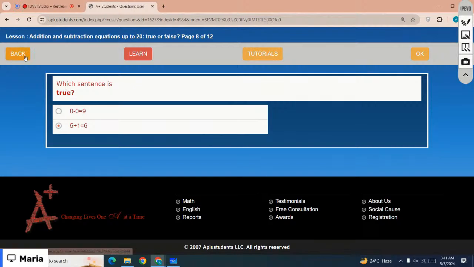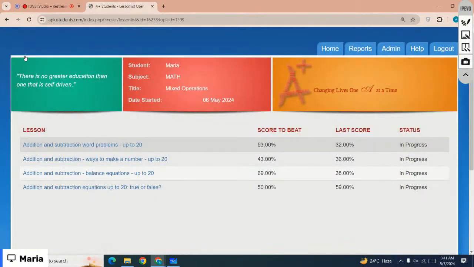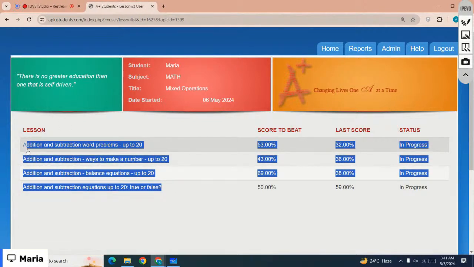Okay, you can complete the lesson by yourself later today. So we were working on grade 2 math. The chapter we were working on is mixed operations. The lessons we have covered today are addition and subtraction word problems up to 20, addition and subtraction ways to make a number up to 20, addition and subtraction balance equations up to 20, addition and subtraction equations up to 20 true or false.